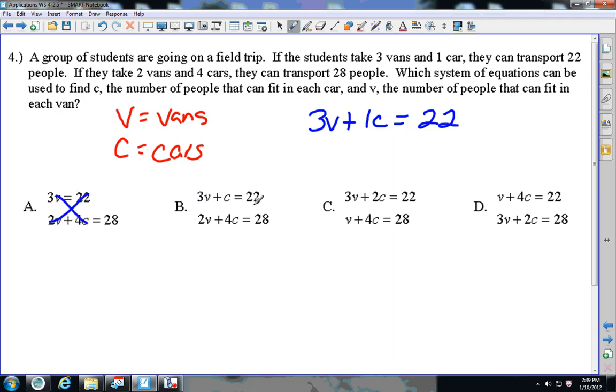3V plus 1C is 22. That's good. 3V plus 2C? Nope. And this one doesn't work either. It has the vans plus 4 times the car. So this is not it. Let's see if the second one works. It says 2 vans plus 4 cars, and that equals 28 people. Your answer should be B.